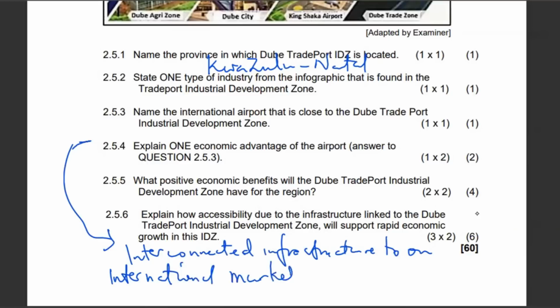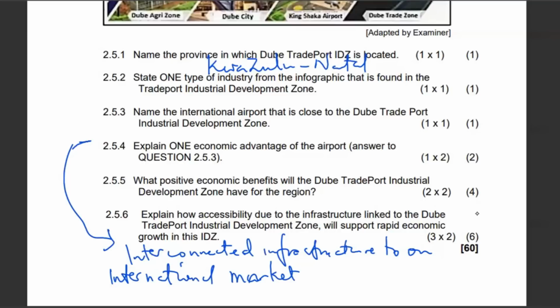For the reason that there's an airport close by, it means industries in that trade port industrial development zone, they can easily compete with other industries from abroad. They can sell their products to the international market because of the accessibility to the airport. So it has brought an interconnectedness of infrastructure that is going to facilitate the exportation on the international market. And ultimately, those businesses, those industries, they can be able to compete on the international market because they can easily access the airport and sell their products on an international scale.